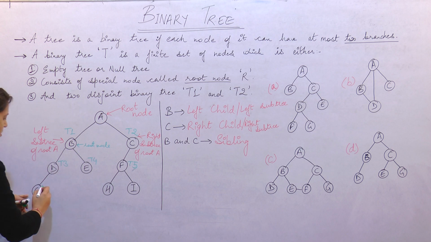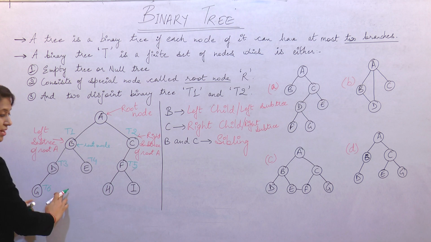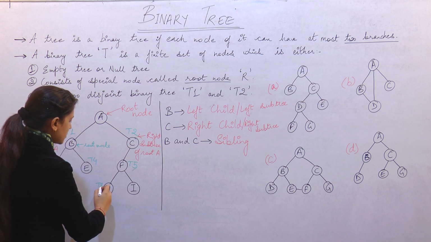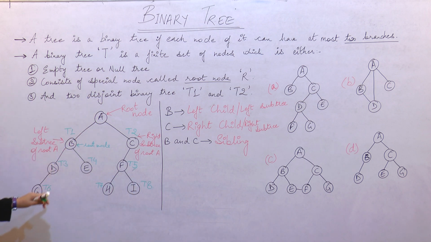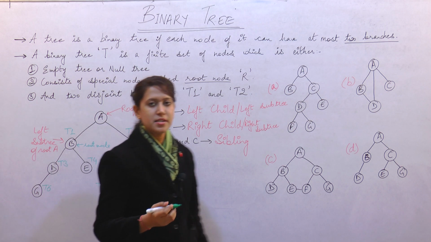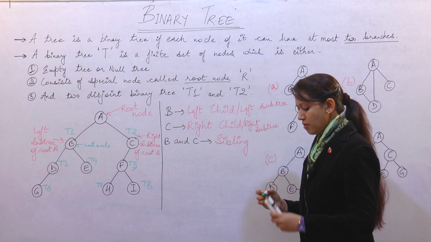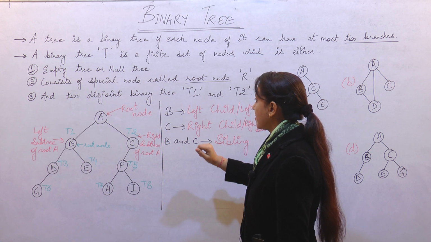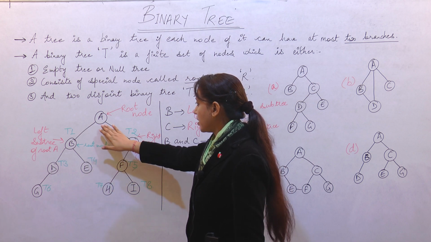After that, this will become T6, T7 is not present. We will take this as T7 and T8. So these will be our disjoint binary trees which we will be representing using T1, T2, T3 and so on. Okay. So these disjoint binary trees can be represented according to the root node.